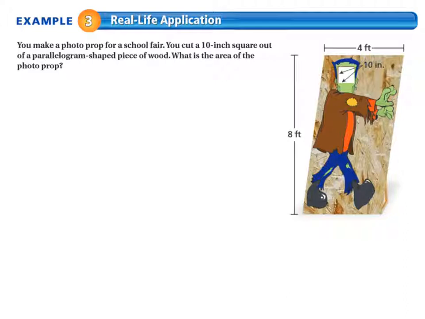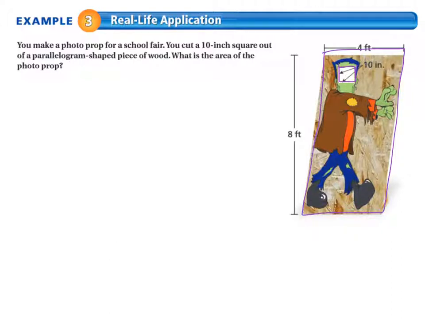In our last example, example 3, you make a photo prop for a school fair and you cut a 10-inch square out of a parallelogram-shaped piece of wood. What is the area of the photo prop? Okay, so we have a little picture over here, and if we look at our actual shape, it looks like this, and then it's got this little piece cut out of the center.